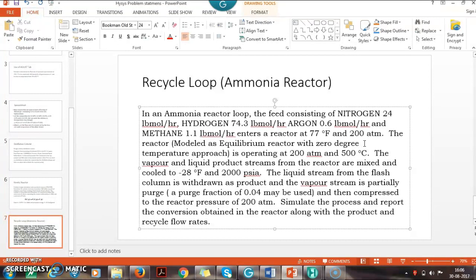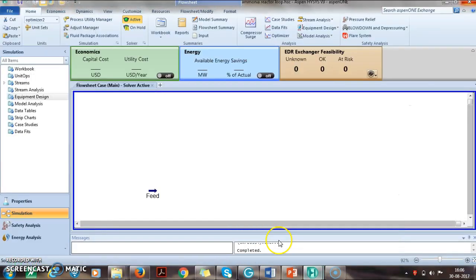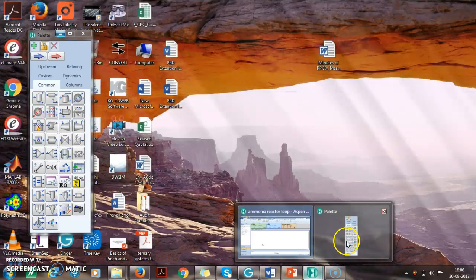The outlets of the reactor are mixed to form a mixture, which is further cooled and the pressure is reduced so that we get a conversion from vapor to liquid. Then the liquid, which contains largely ammonia, is separated, and the vapor, which is unreacted, is recycled back after compressing. So let us see how to simulate that in HYSYS with the help of a recycle.